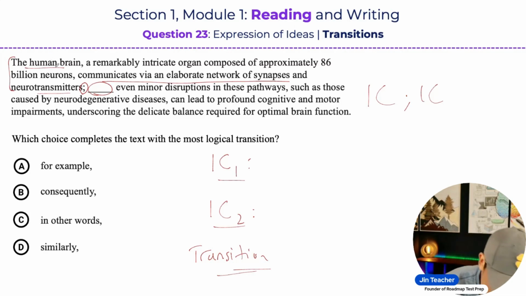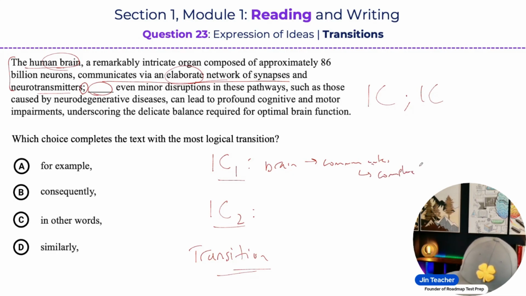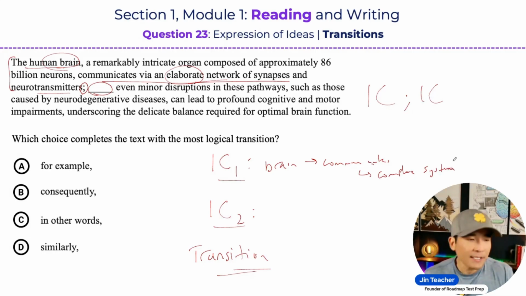So by doing that, I know that the sentence is about the human brain. Now, what can it do? It really communicates. It communicates through this very complicated system, an elaborate sort of system. It communicates through a complex system. So this first sentence is really telling me how the human brain communicates, via this elaborate network of synapses and neurotransmitters.